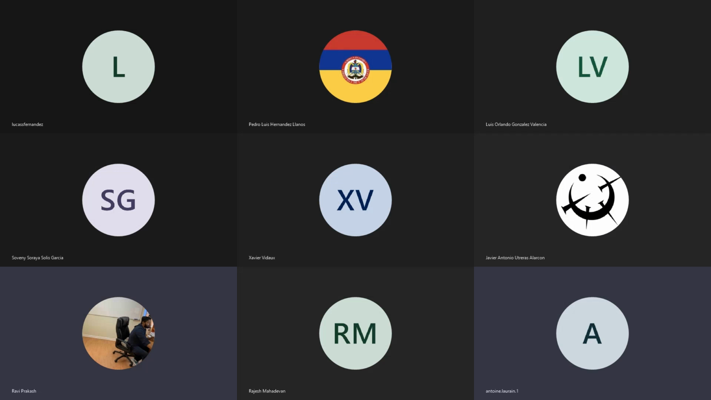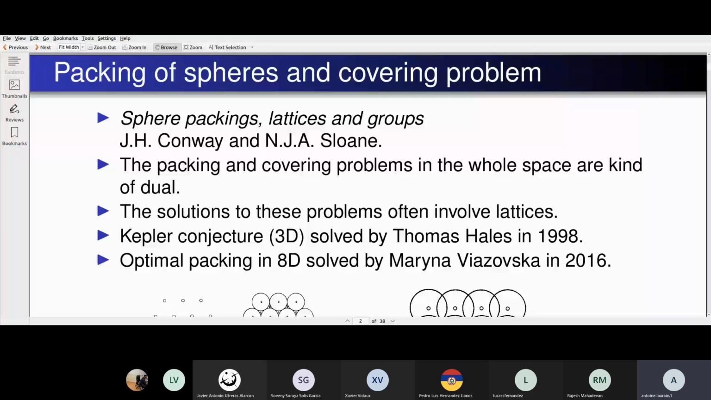Optimization approach. So let me say a few words about packing and covering problems. There's a very nice reference from John Conway, the famous mathematician who died last year. It's about sphere packings, and also about coverings and related problems like the kissing problems for spheres. The kind of problem traditionally considered is packing and covering in the whole space, in any dimension.